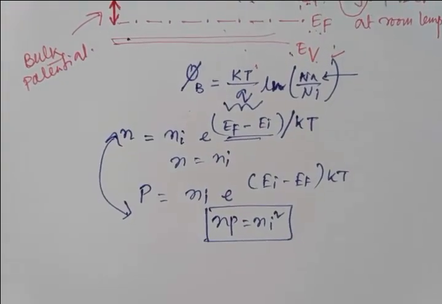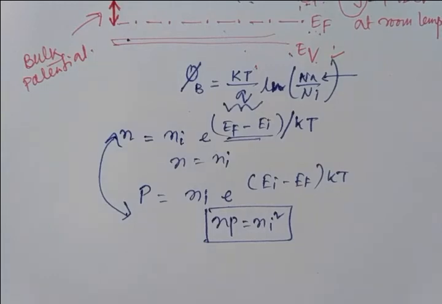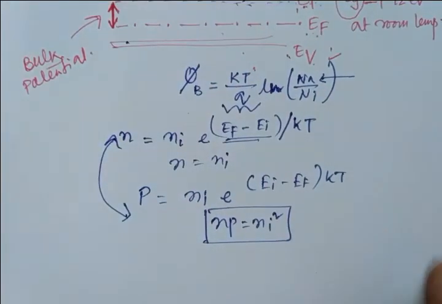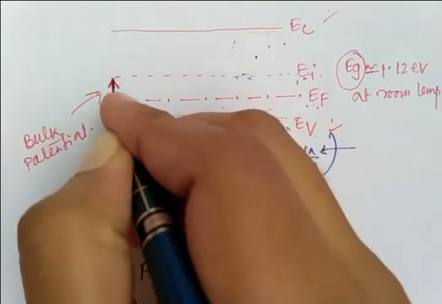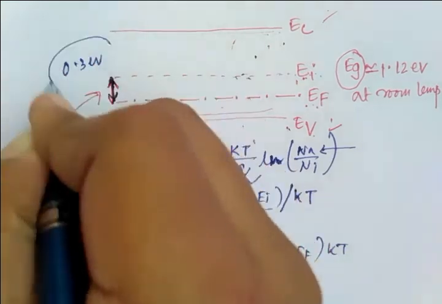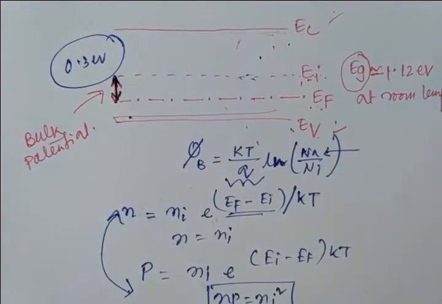And one last thing I should mention: for p-type silicon semiconductor, the distance between EI and EF is 0.3 electron volt, right? That's why I am writing it over here. So this gap is generally 0.3 electron volt.